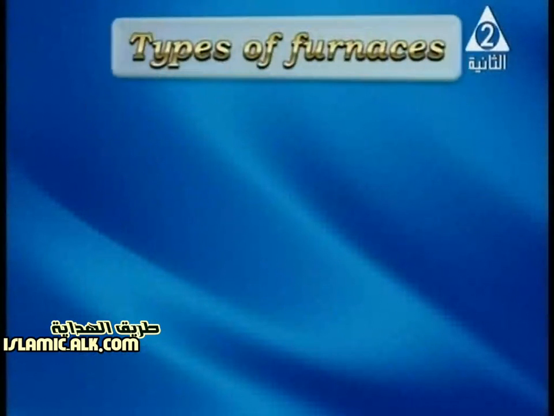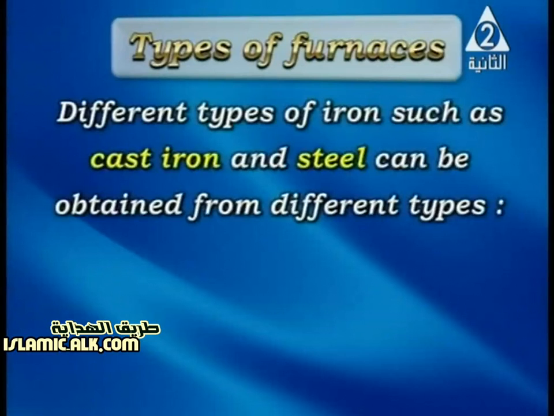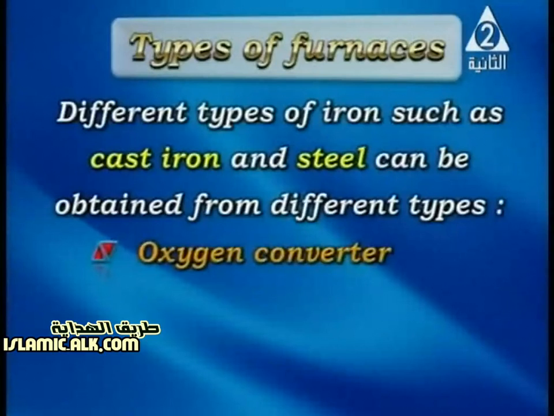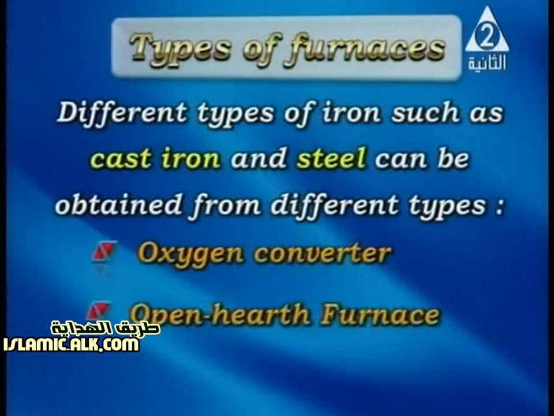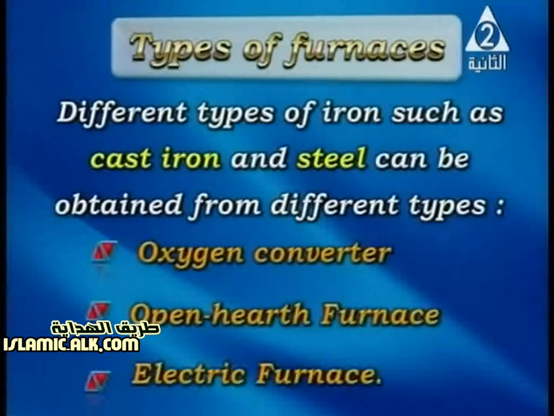We have 3 types of furnace in order to make the steel. These different types of iron, such as cast iron and steel, can be obtained from these different types of furnace, which are oxygen converter, open hearth furnace, and electric furnace.